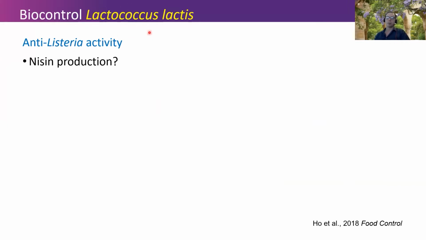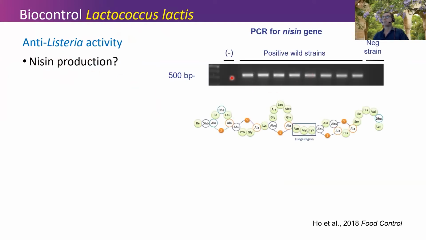So we looked at the Lactococcus first, looking at the anti-Listeria activity and whether this was due to nisin, which is an approved food preservative used as an additive in the food industry for a few decades now, from Lactococcus. So these strains naturally produce this in the environment when they grow on the plants and fruits and vegetables, as it gives them a competitive advantage. So we were interested in whether these strains are nisin producers, and from PCR we could show that they contain the nisin gene.